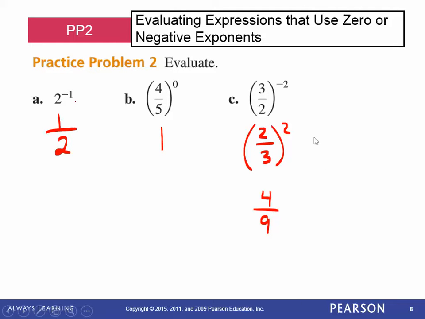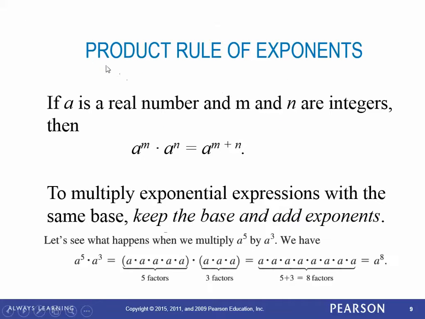Okay, so now let's review all the exponent rules or exponent properties. First one is something called the product rule. And I think you know this already here. A to the m times a to the n. If you're multiplying numbers with the same base, all you got to do is add the exponents.